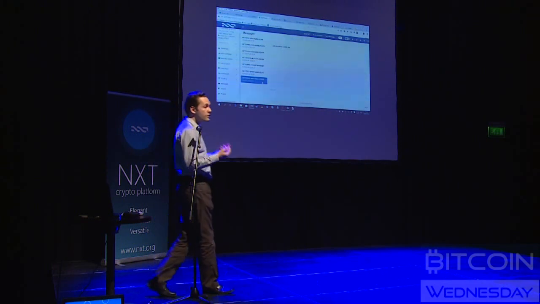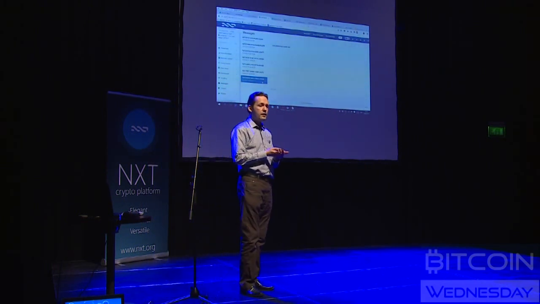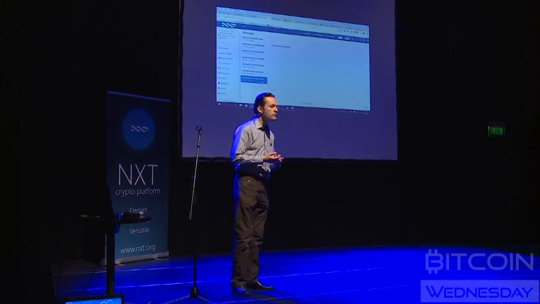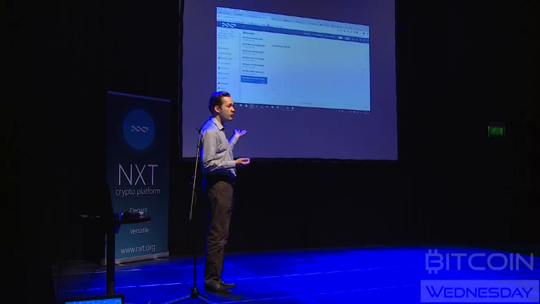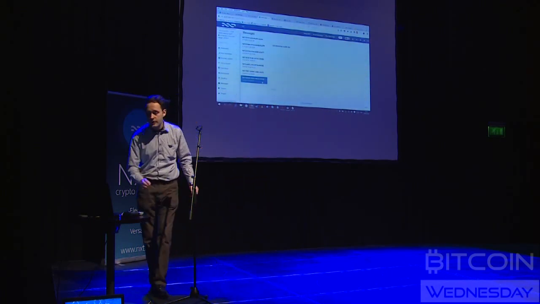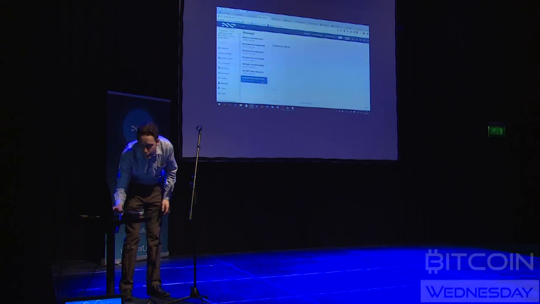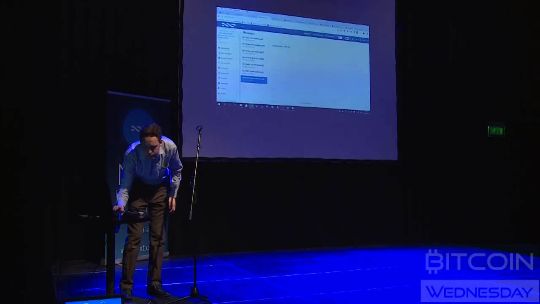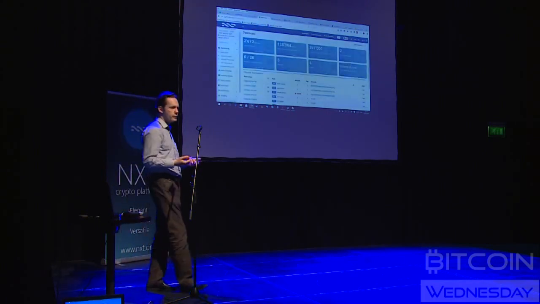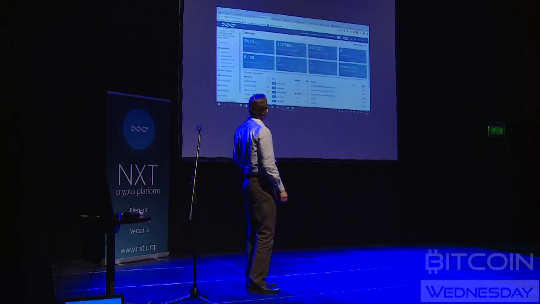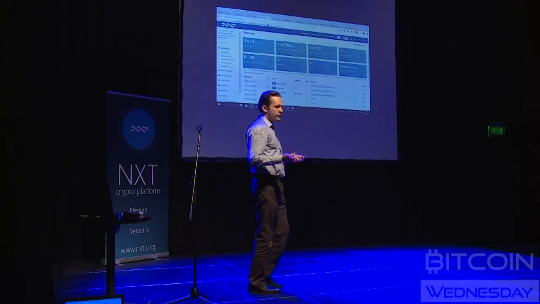API, you can get a lot more information about how to use NXT. It's much more powerful than our client shows. This is because the client is used for the normal user and not particularly for developers per se. The same goes for the asset exchange.